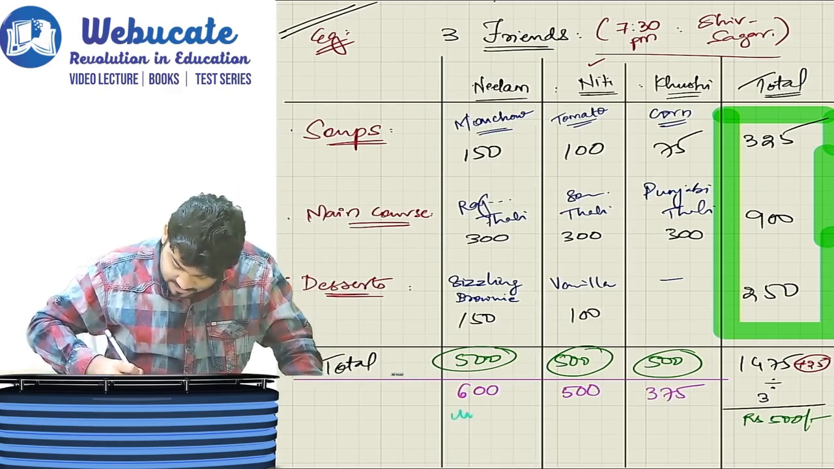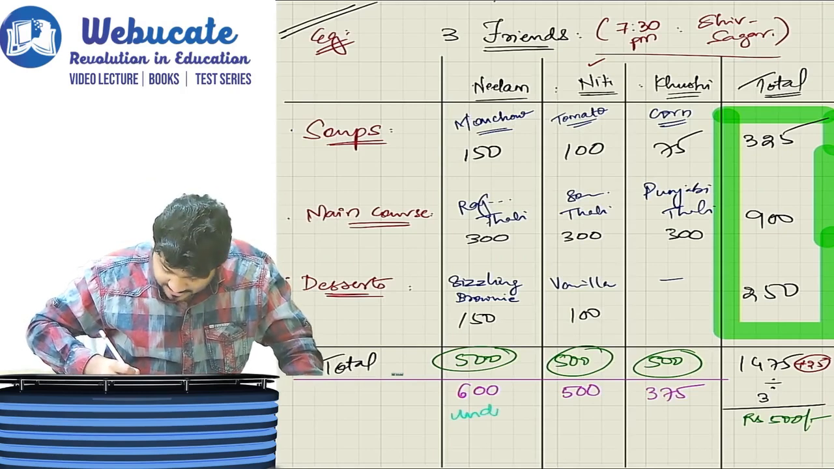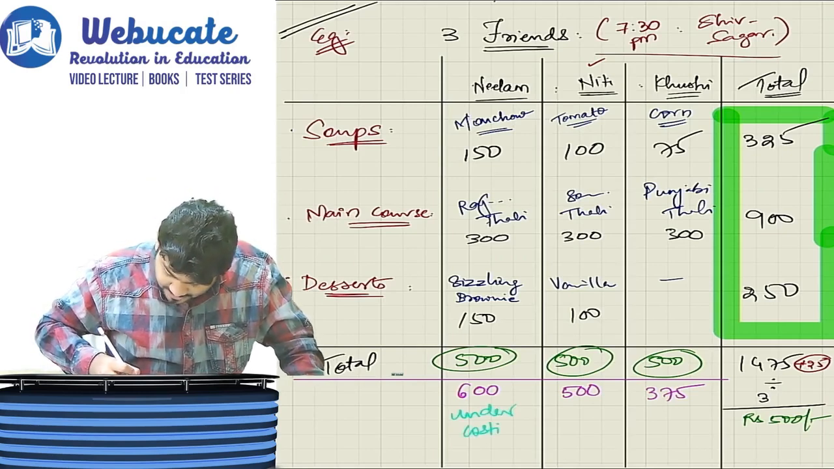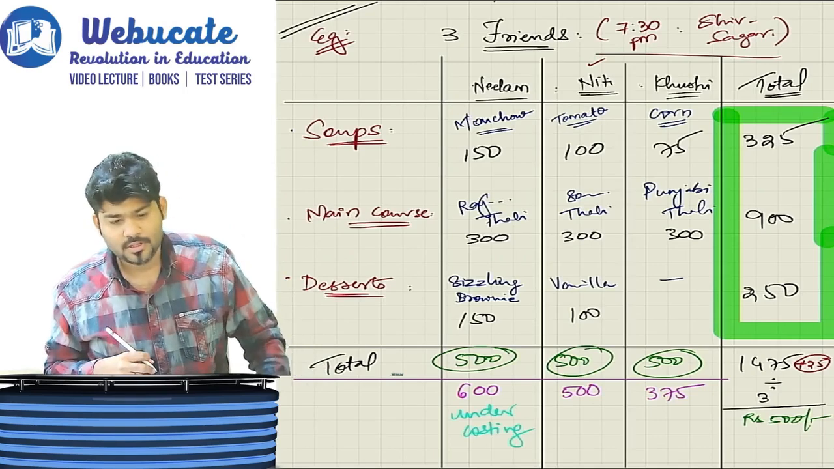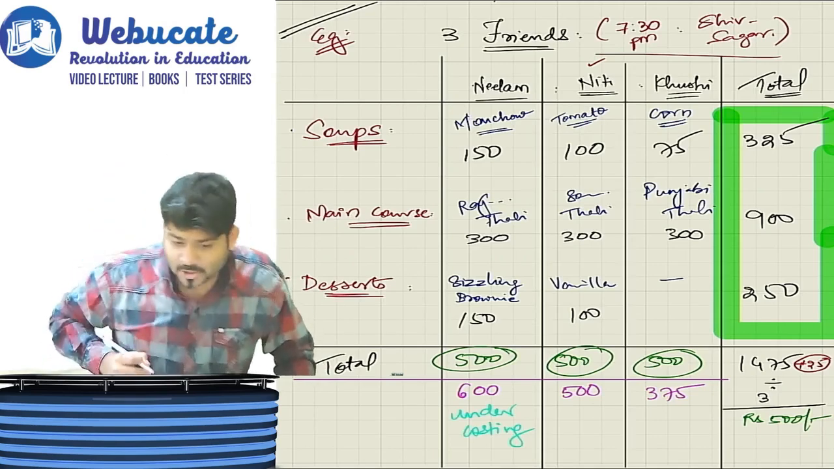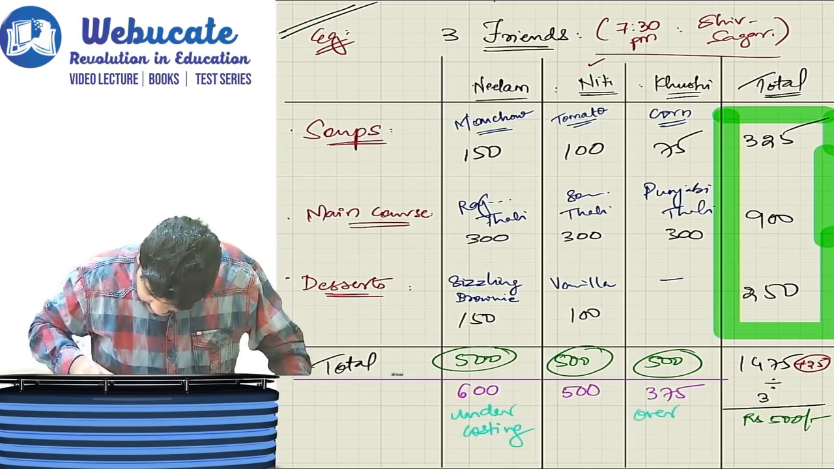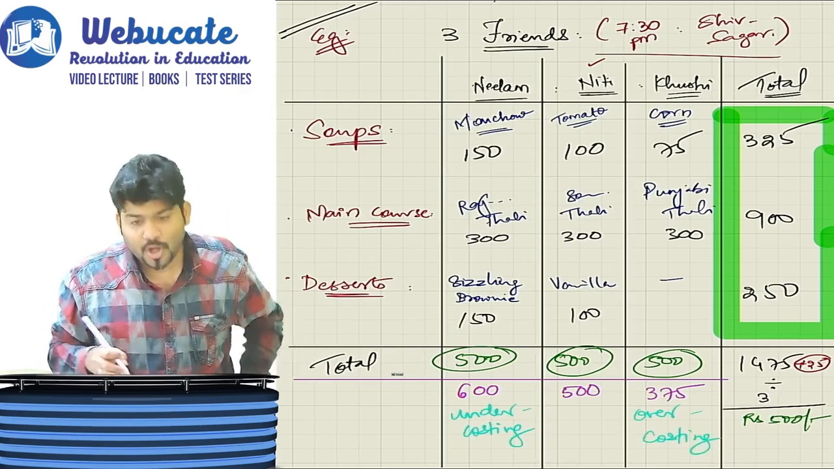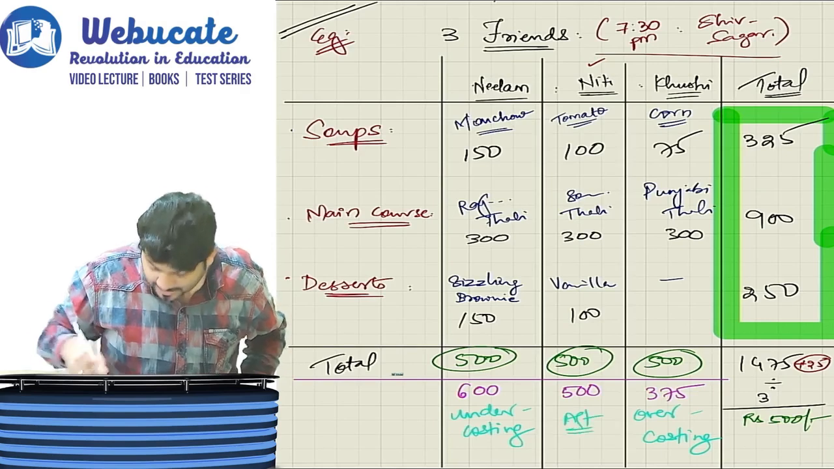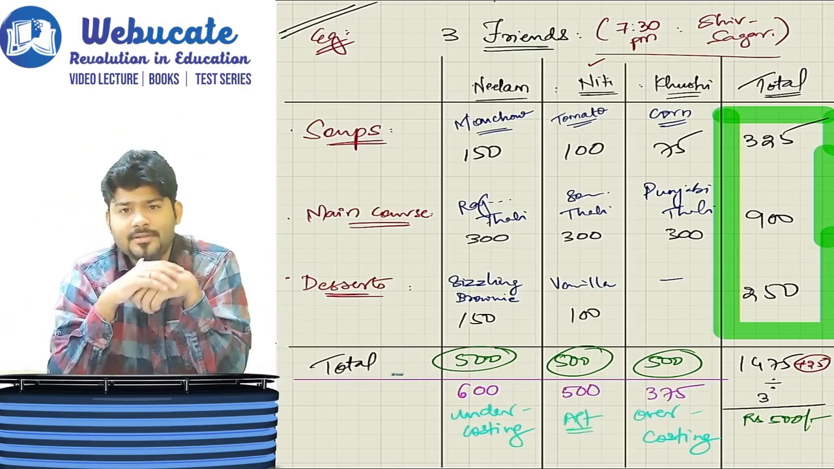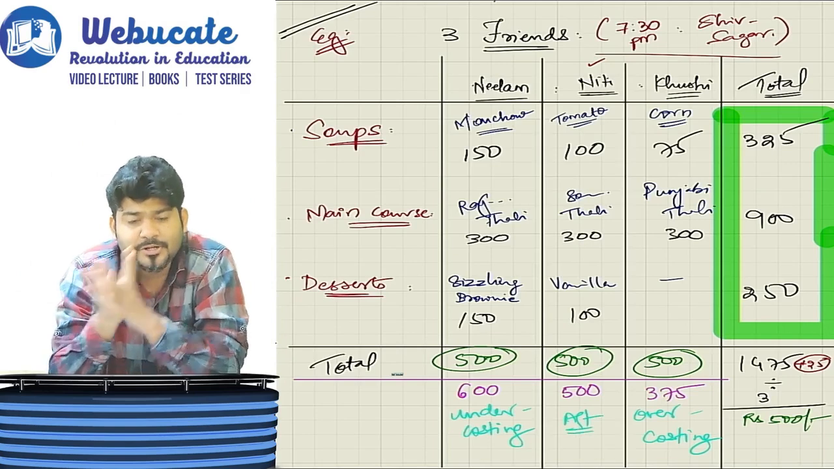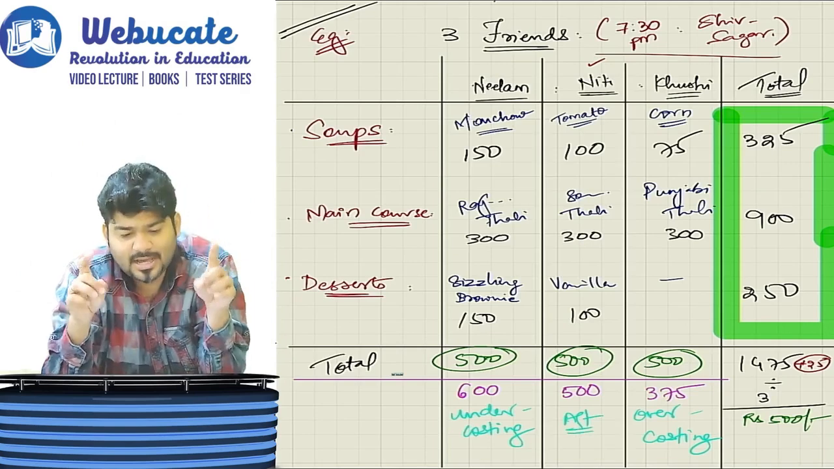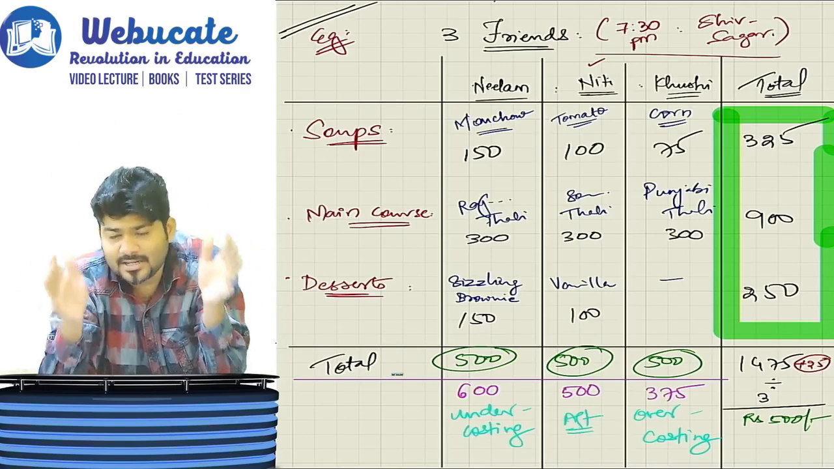A clear-cut case of undercosting has happened in case of Neelam. Tell me yes or no. A clear-cut case of overcosting has happened in case of Kushi. Only apt costing has happened coincidentally for Niti. So out of three, two are incorrect costing.